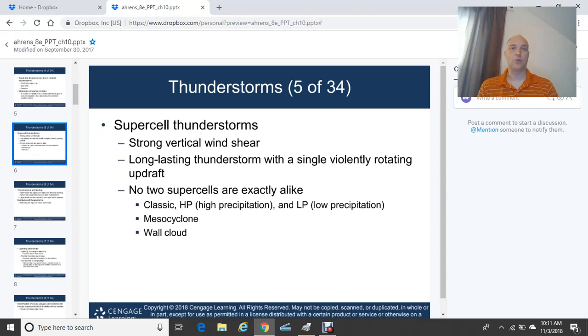Mesocyclone is a rotating area, a rotating circulation within that supercell thunderstorm. And then a wall cloud is the cloud that would be visible to produce a tornado in association with the supercell. So mesocyclones are that mid-level rotation you need. And then the wall cloud is the low-hanging cloud associated with the supercell that is associated with producing tornadoes.